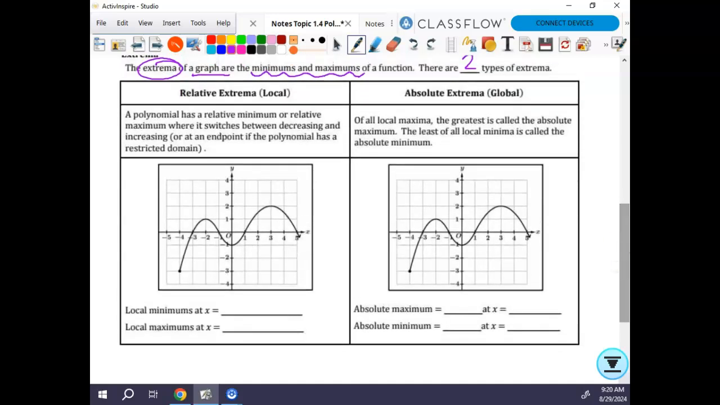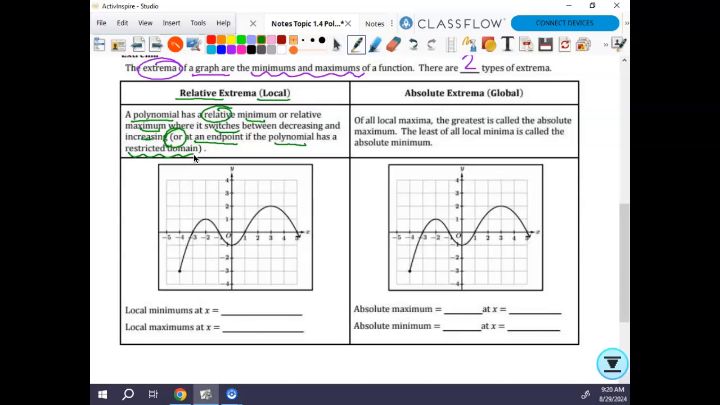The first one is relative or local extrema. So I could call it a relative maximum, or I could call it a local maximum, and they mean the same thing. You could be asked or given that information in both ways, so we just have to know that there's more than one way to say it. So a polynomial, and we're only talking polynomials here, has a relative minimum or maximum where it switches between decreasing and increasing. Here's an extra little tidbit of information: or at an endpoint if the polynomial has a restricted domain.